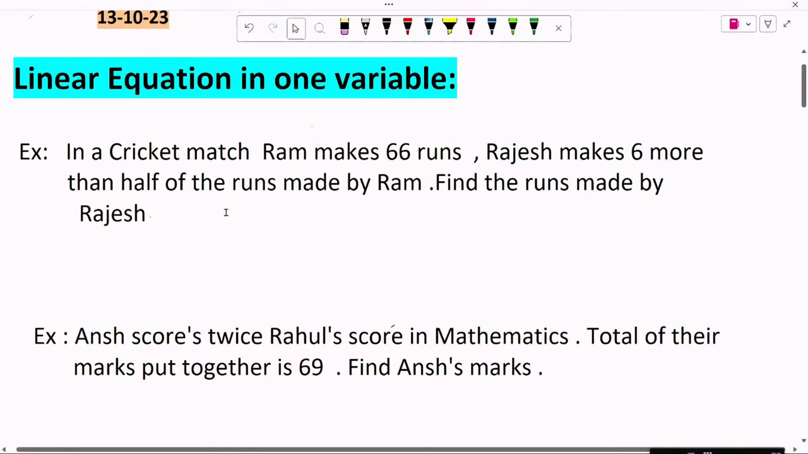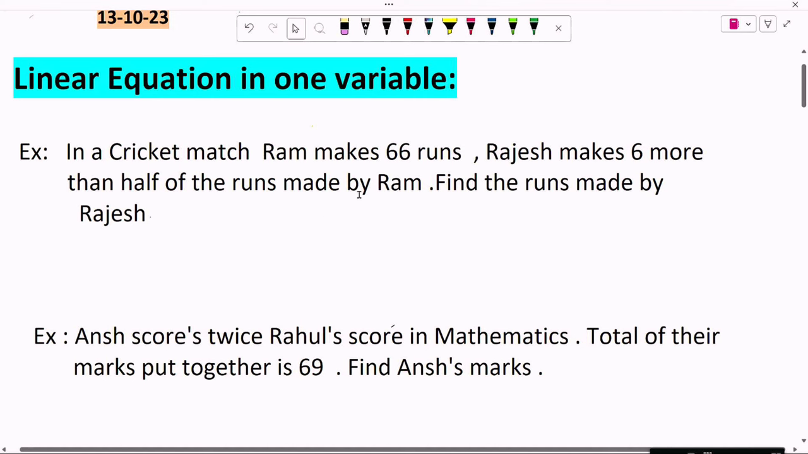To explain that, I am taking up this example. Just see, read this question. In a cricket match, Ram makes 66 runs. Rajesh makes 6 more than half of the runs made by Ram. So what do we have? We have some information. What do we need to do? The question says find the runs made by Rajesh. So you are finding the runs made by Rajesh with this given information.